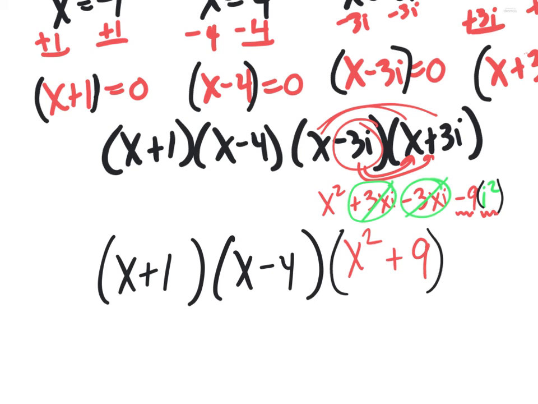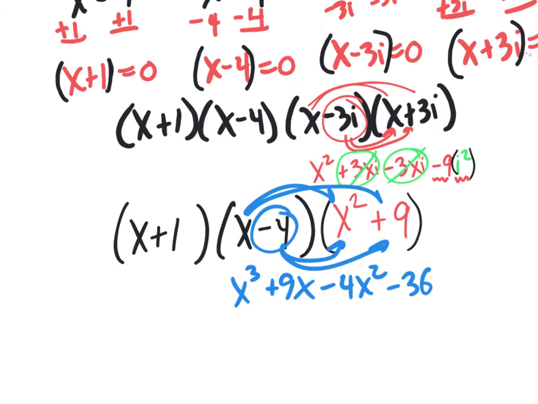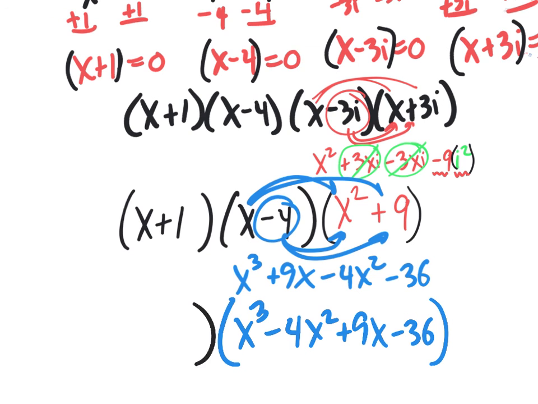I'm going to multiply x times x squared. That'll give me x to the third. x times 9, that's 9x. Negative 4 times x squared is negative 4x squared. Negative 4 times 9, that's negative 36. And this is the answer. I just need to put it in order. Well, it's not the answer. It's a cubic polynomial so far, but I need to put it in standard form. So I have x to the third minus 4x squared plus 9x minus 36. That's still technically in parentheses, and we still need to multiply the x plus 1 into it.